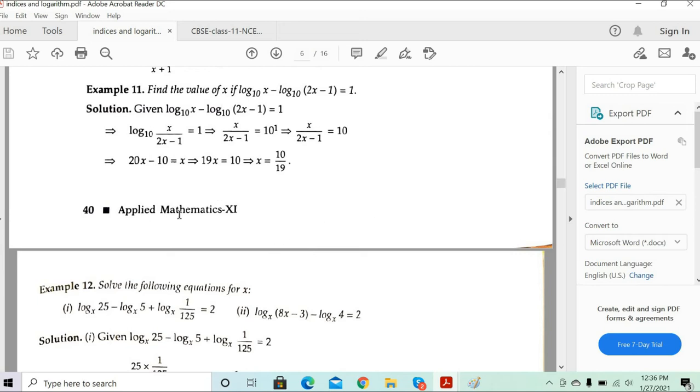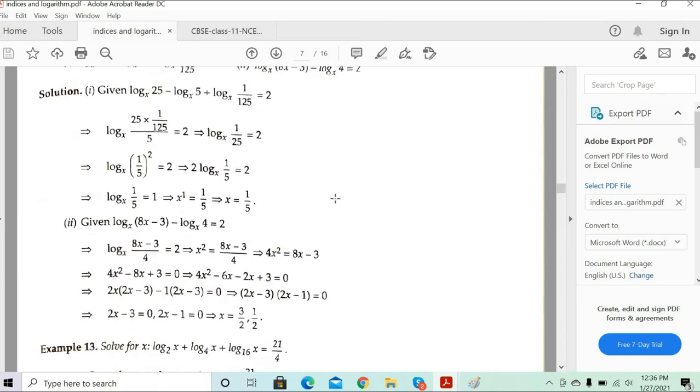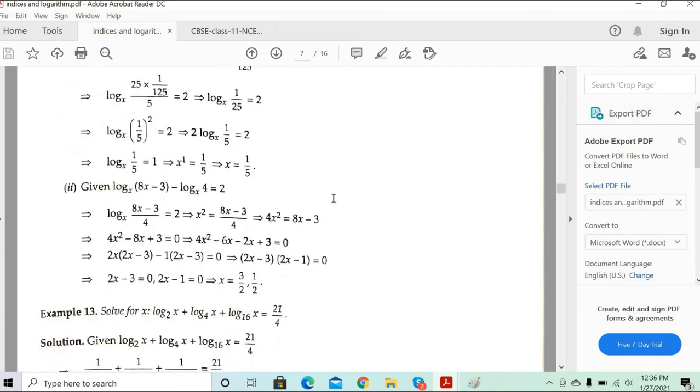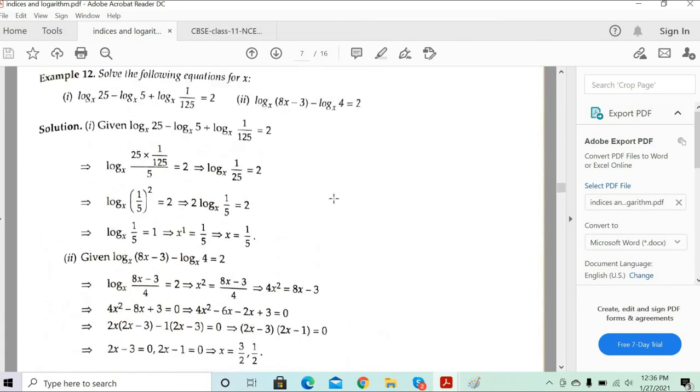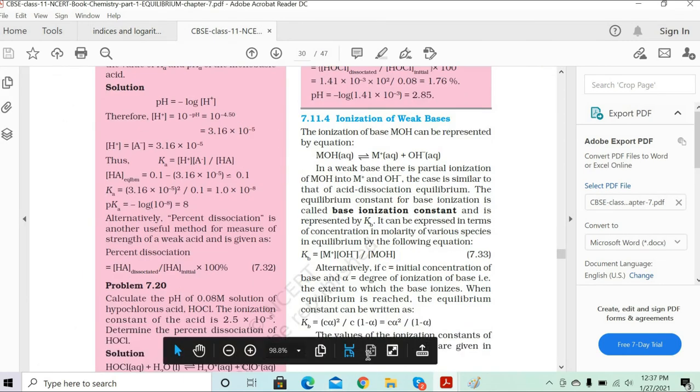Done. Example 11 done. Any questions, any doubts in example 11? No, sir. Okay, let's go to the 12th one now. The first part only, no need to do the second part. Okay, sir. Yeah, Vijay, what's the answer you got?